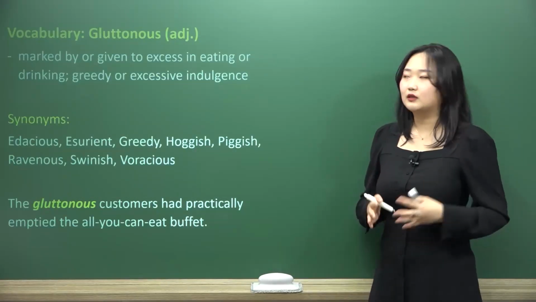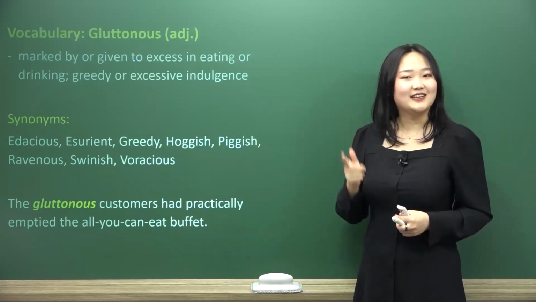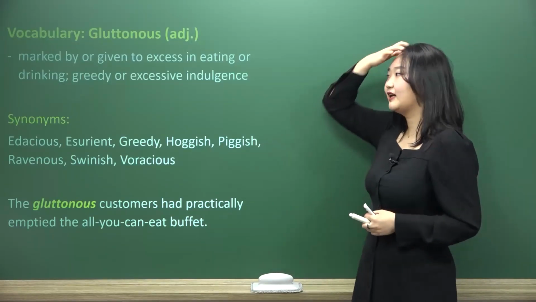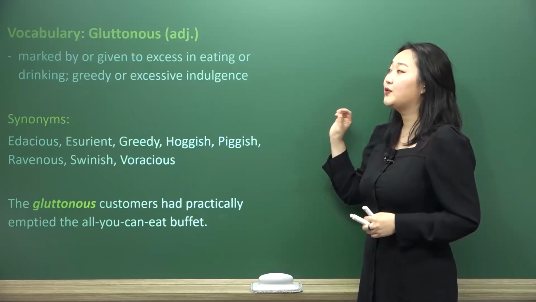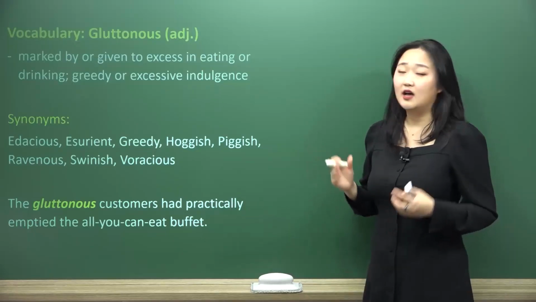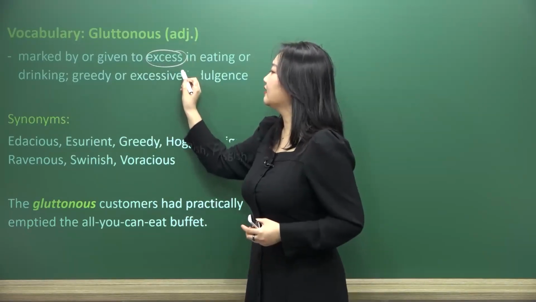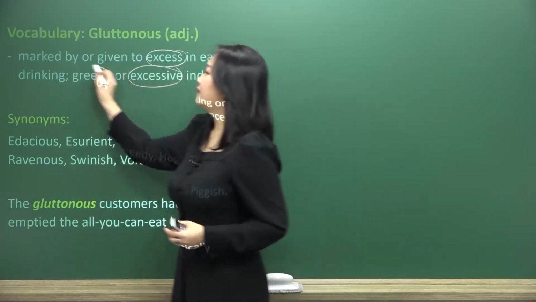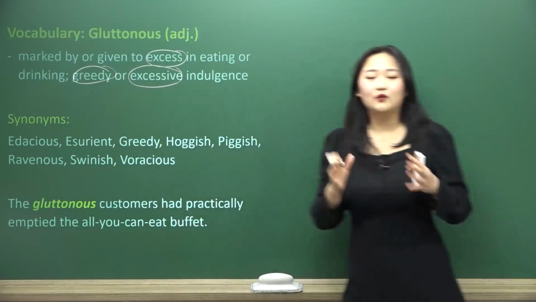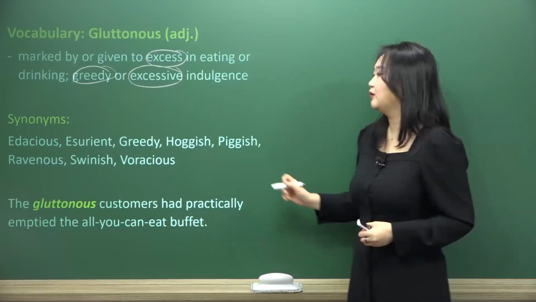Then we're moving on to the word gluttonous, and this word has already kind of come up for us before, but I think it's good and appropriate that we discuss it here again. Marked by or given to excess in eating or drinking, greedy or excessive indulgence. Apparently we're just talking a lot about excess. So we have the idea of excess here, excessive here, greedy. Pretty much you have what you need, but no, you still want to have more. You still want to eat a little bit more.